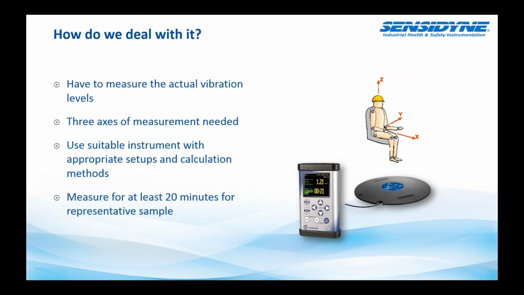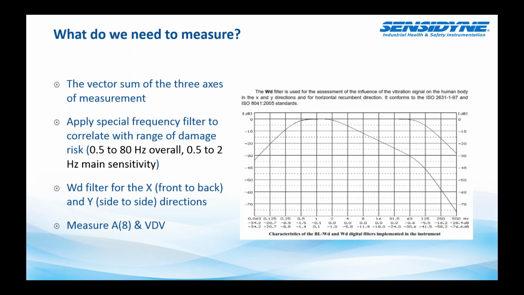We have some frequency correction curves. Again, some of the frequencies are more important than others. We're talking about a lower range of frequencies, down to ½ a hertz up to about 80 hertz for our overall range, with a specific sensitivity from about ½ to 2 hertz. We have a filter whose shape looks like this, called the WD filter, that's used for the X and Y directions, so that's the horizontal directions effectively, and we measure this unit, the A8, the average level for an 8-hour day, and possibly a new unit which I haven't mentioned yet called VDV.